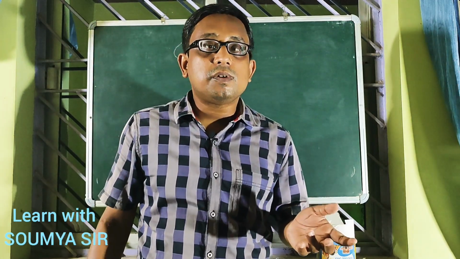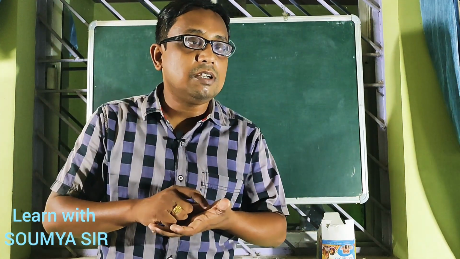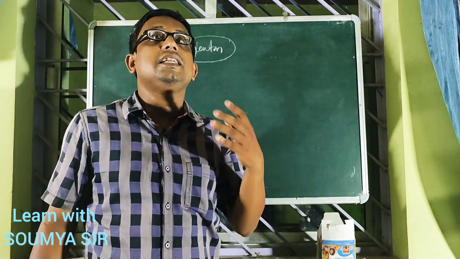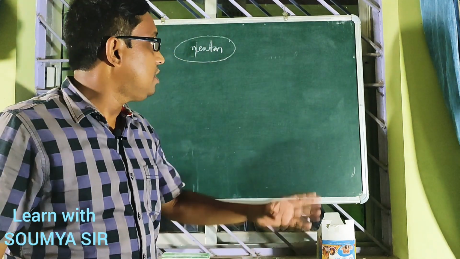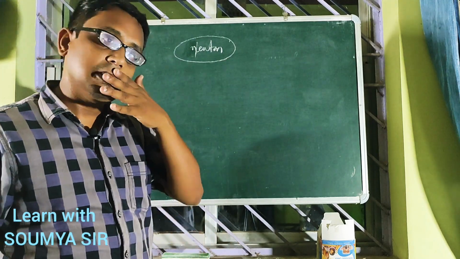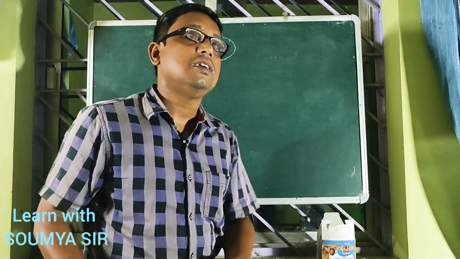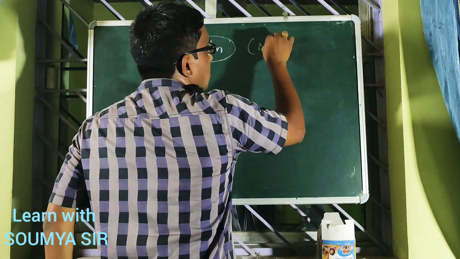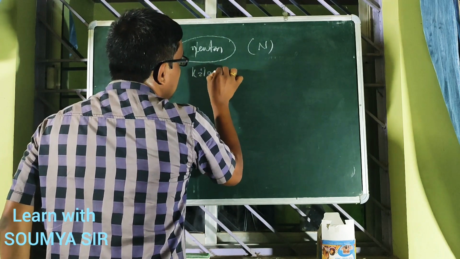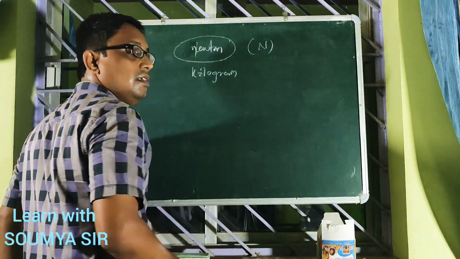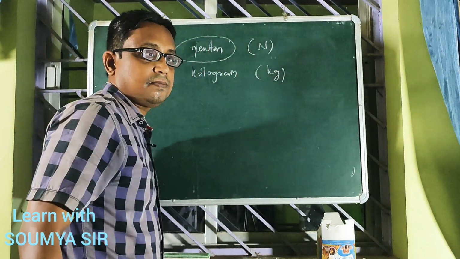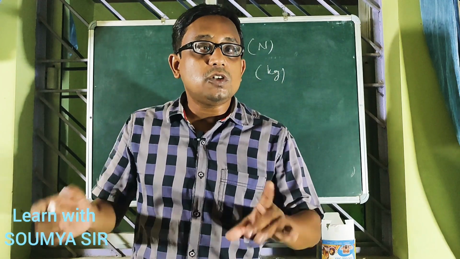While writing the full form of a unit, the total unit will be written in small letters. But if the unit is named after a scientist and we use the abbreviation or short form, we use a capital letter, like Newton, N. But if we write kilogram, it is not named after any scientist, so we just write a small letter: kg. Clear? It is the most important thing.